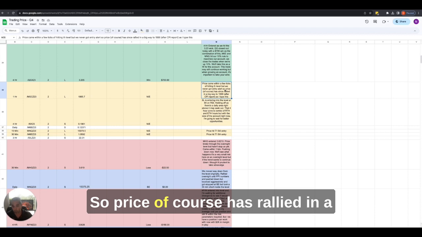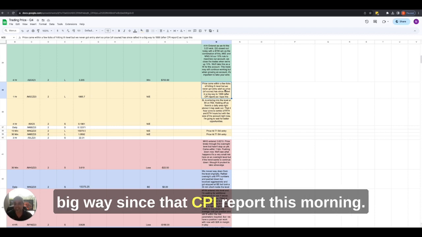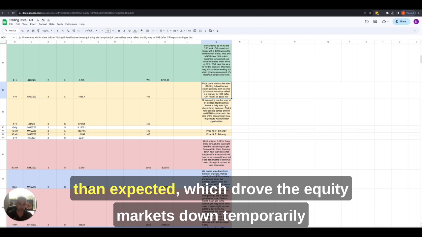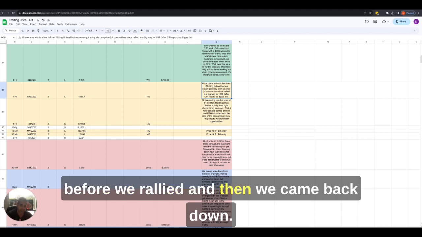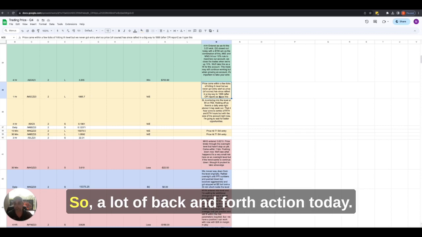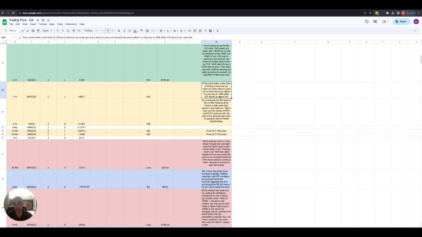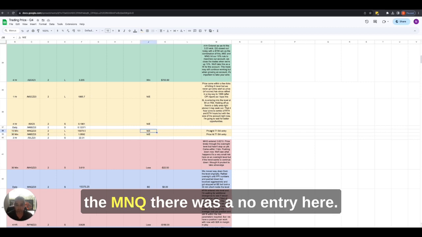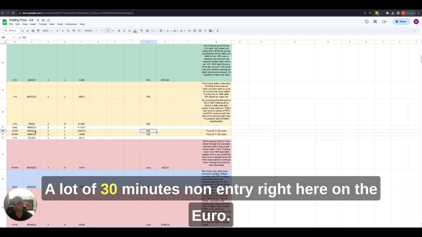Price, of course, has rallied in a big way since that CPI report this morning on Wednesday, October 11th. The CPI came out higher than expected, which drove the equity markets down temporarily before we rallied, and then we came back down. So a lot of back and forth action today. You can see on a 15-minute on the MNQ, there was a no entry here. A lot of 30 minutes non-entry right here on the euro.